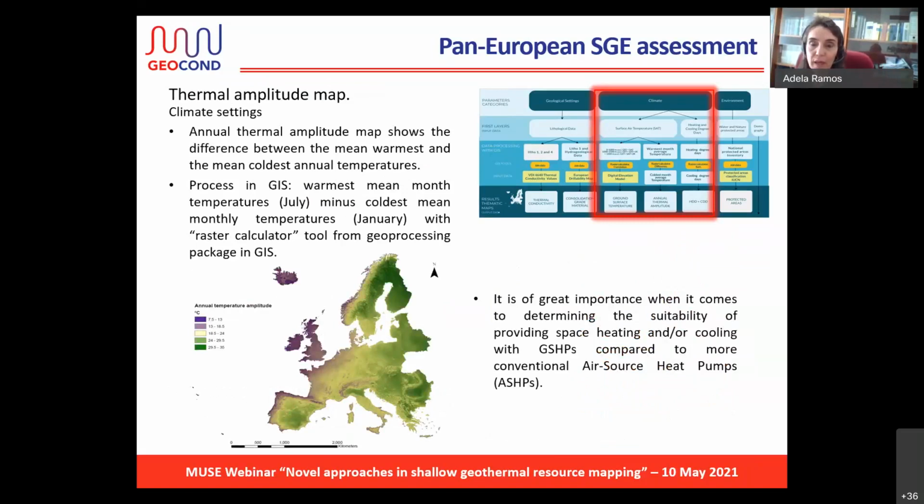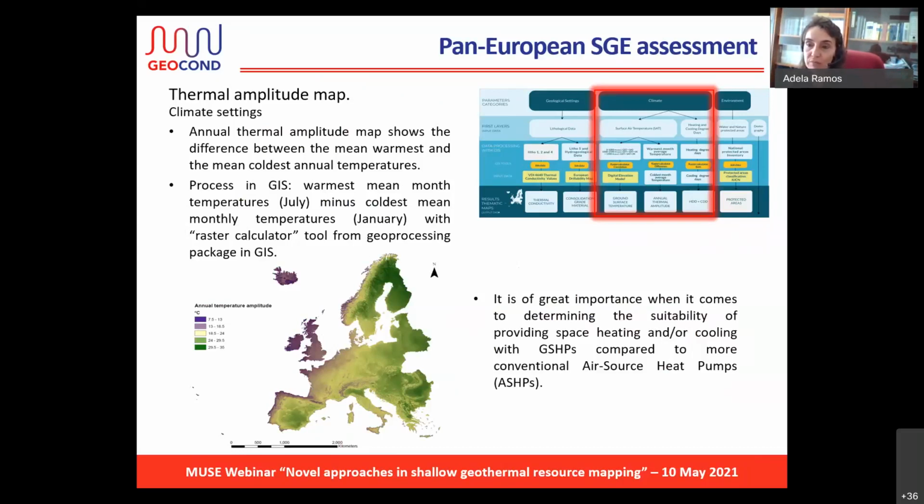Next, the thermal amplitude map. This map shows the difference between the mean warmest and mean coldest annual temperature in Europe. In the European countries, the warmest and the coldest months turn out to be July and January. So one raster was created with the temperature of each of the 2 months. The process in GIS consisted of the difference of these 2 layers by using again the raster calculator tool.